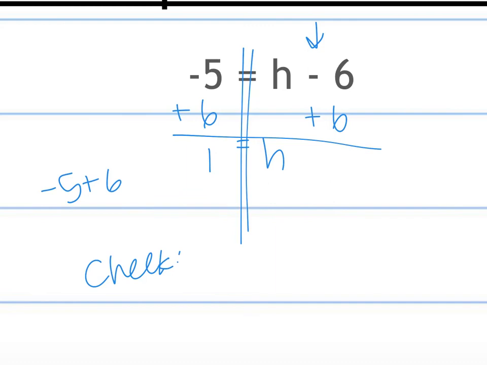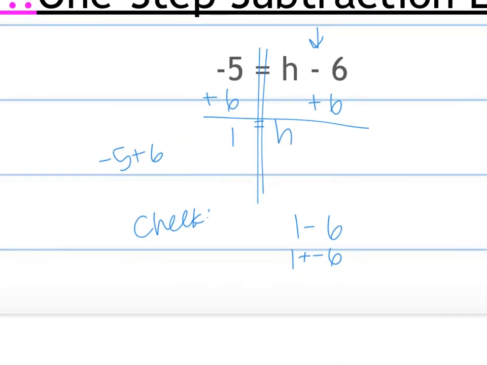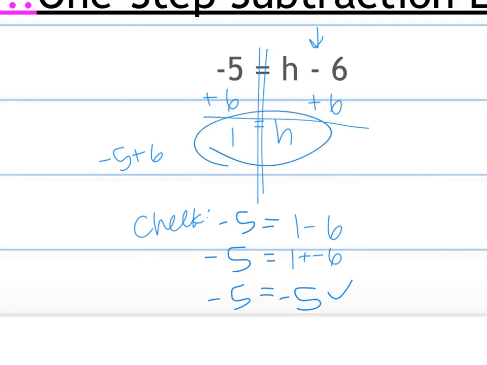Let's do our check. Plug 1 in, 1 minus 6. So we would chop minus: 1 plus a negative 6. I'm trying to figure out if this equals negative 5. Signs are different, so we subtract. 6 minus 1 is 5. We have more negatives, so our answer is negative. So h equals 1.